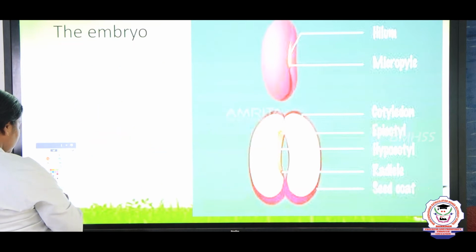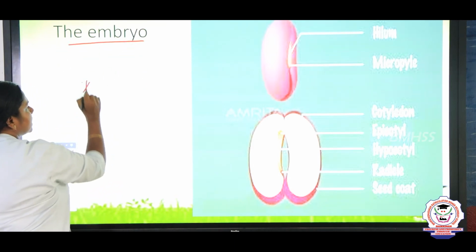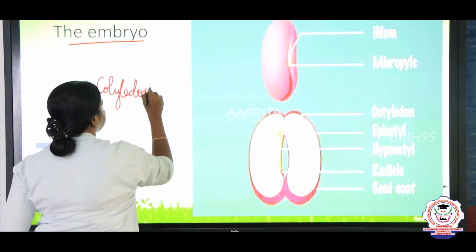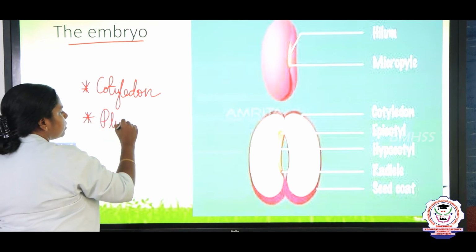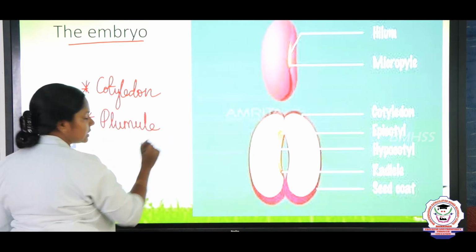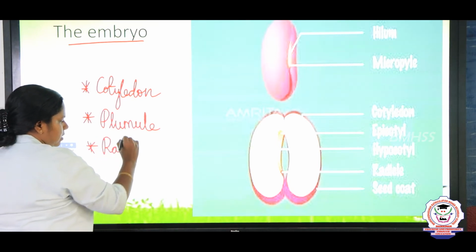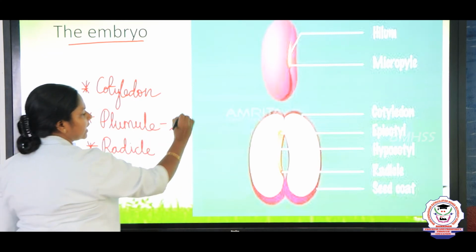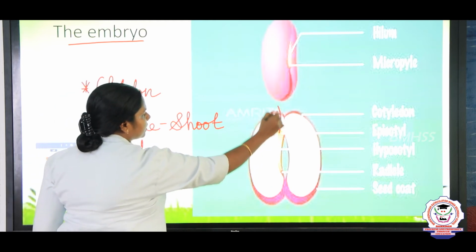Now, let us write one more time what the parts of the embryo are, children. The embryo consists of 5 parts. The first one is the cotyledon, an important question. Next one is the plumule. Plumule is the part from which the shoot arises. Next one is the radicle. From the plumule, what arises, children? Shoot. This is the plumule from which the shoot arises.